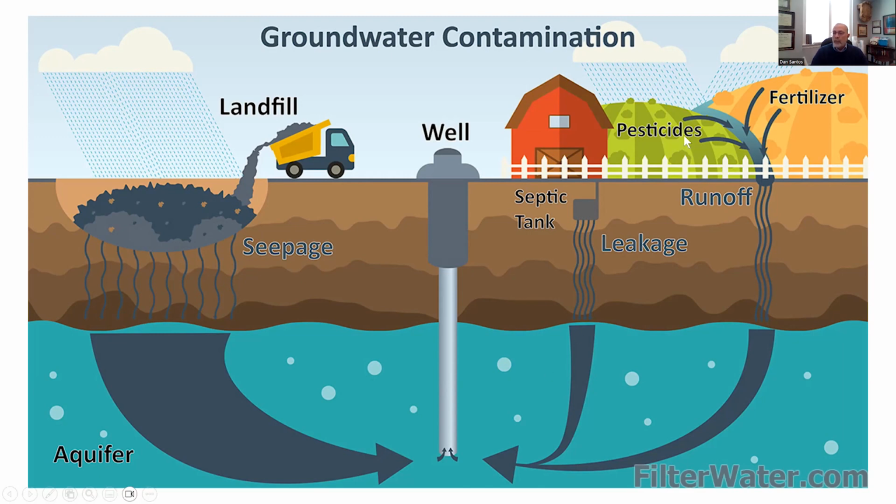Runoff from the land is another huge source. Whatever we put on the land, for example, if we're putting pesticides or fertilizer on our gardens or on our lawns, if we over fertilize, then the extra fertilizer gets dragged by rainwater again down into the groundwater and can contaminate areas of groundwater.